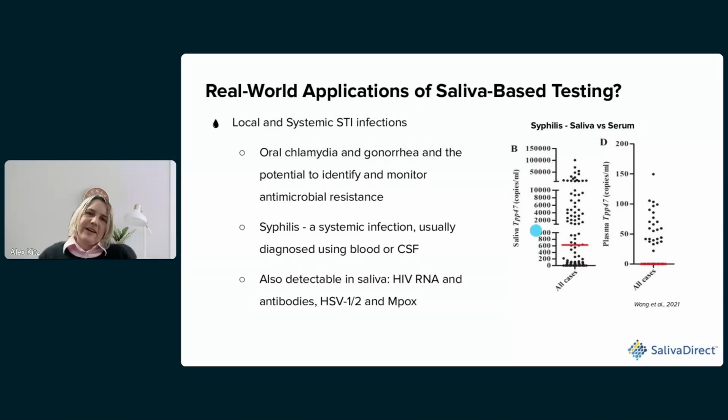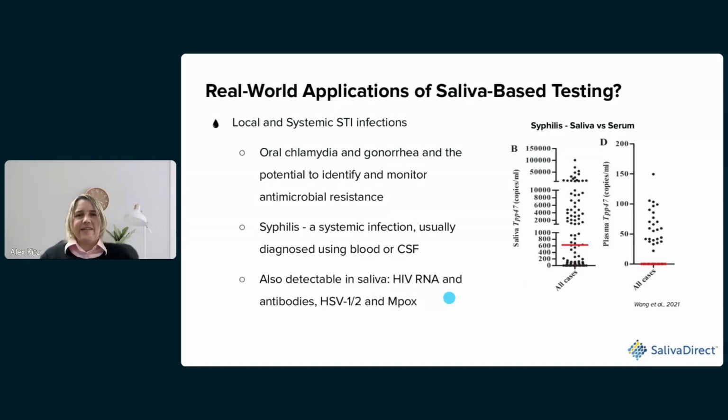But on the y-axis, again, you have the copies per milliliter of the genomic DNA. On the left-hand side for saliva, on the right-hand side for plasma. And you can see that the saliva levels are much higher than the plasma levels, and it's readily detectable in saliva.